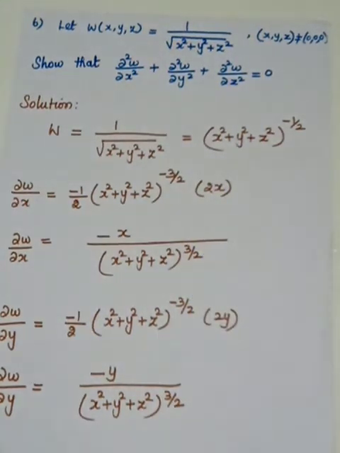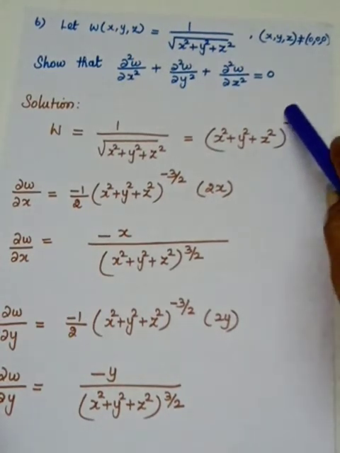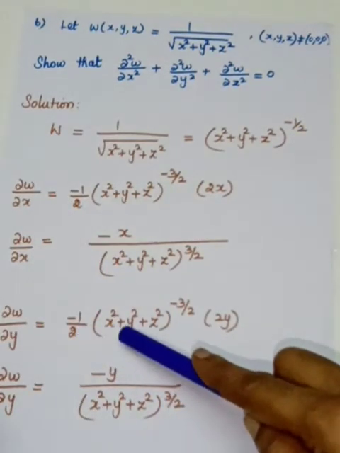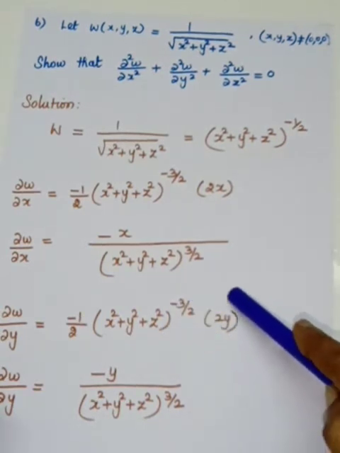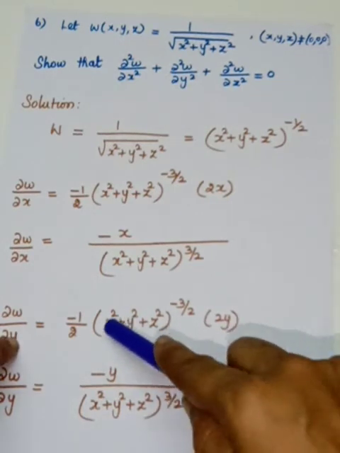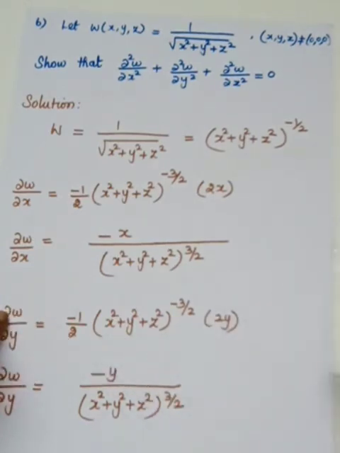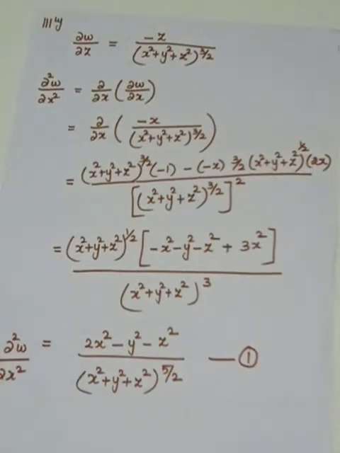The same way, go for dou w by dou y. Again, if you differentiate, you have to use the chain rule. In that, first the power rule has to be applied. So minus 1 by 2 (x squared plus y squared plus z squared) the whole power 3 by 2, and the partial differentiation of the term with respect to y is 2y. The remaining two are constant. So you will get the 2 cancelled. Similarly, what is dou w by dou z? That is minus z divided by (x squared plus y squared plus z squared) the whole power 3 by 2.